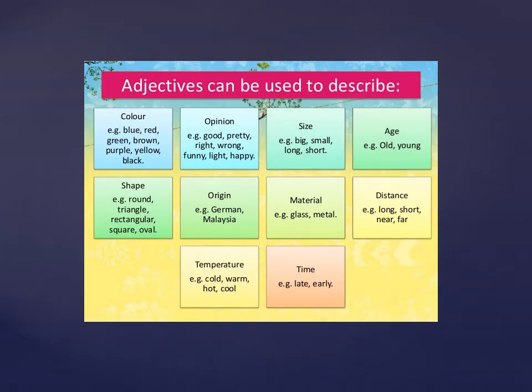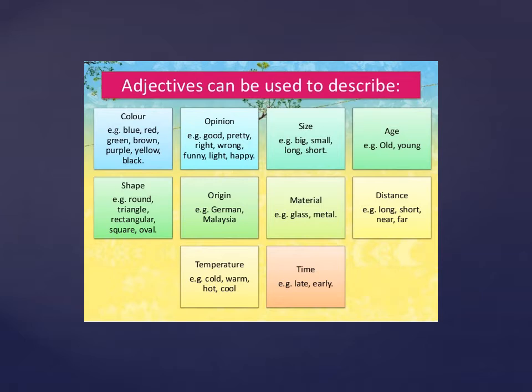For example, see here, adjectives can be used to describe colors. Means for example blue, red, green, brown, purple, yellow, black. Adjectives also describe opinion: good, quality, pretty, right, wrong, funny, light, happy. They describe the size of the noun: big, small, long, short. They describe the age of the noun: old, young. It describes the shape of the noun and pronoun: round, triangle, rectangular, square, oval.